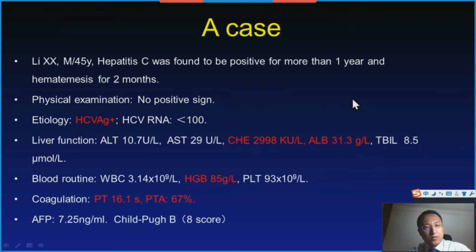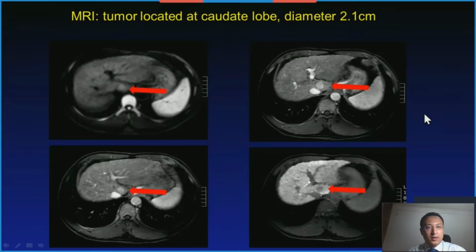This is a male patient of 45 years old. Hepatitis C was found to be positive for more than 1 year, and he had missed periods for 2 months. Physical examination, no positive sign. Etiology, HCV positive. Liver function, CHE and LB decreased. Blood routine, HGB decreased. Coagulation, PT prolonged. PTA decreased. AFP is normal. And MRI showed the tumor located at caudate lobe. The diameter is about 2.1 centimeter.